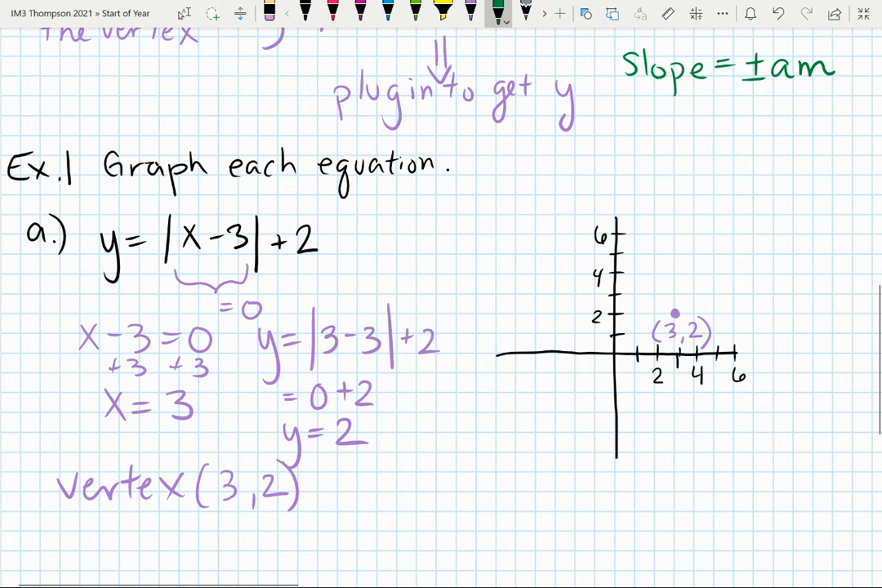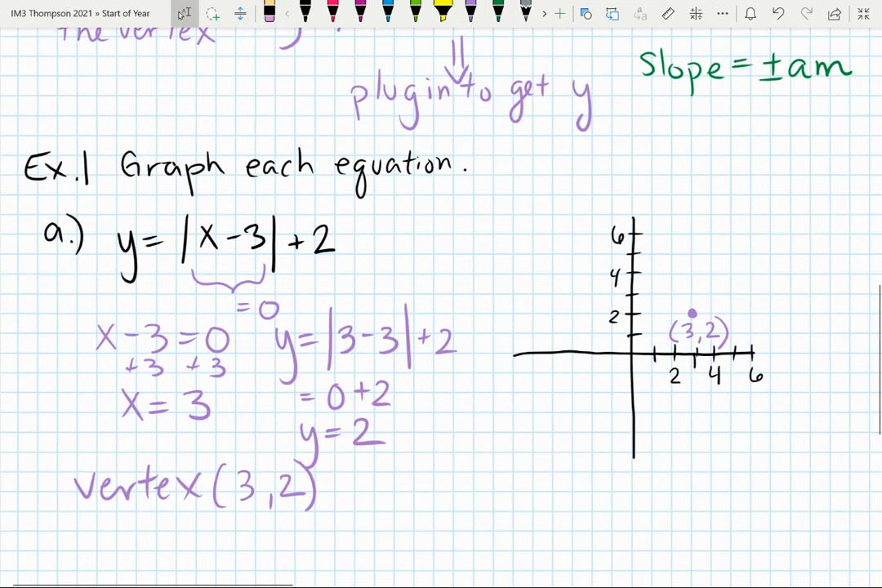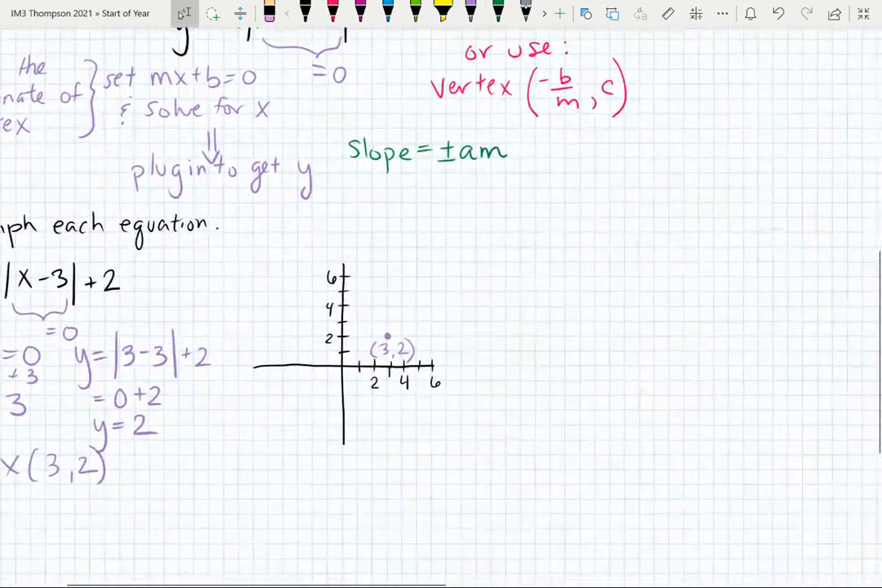The next thing to look at, which I know is way up in the corner now, is the slope. The slopes of the pieces of the graph are going to be plus or minus a times m. You're not going to see an m value very often, but it's going to come up here and there. Okay. Let me scroll back, zoom back out.